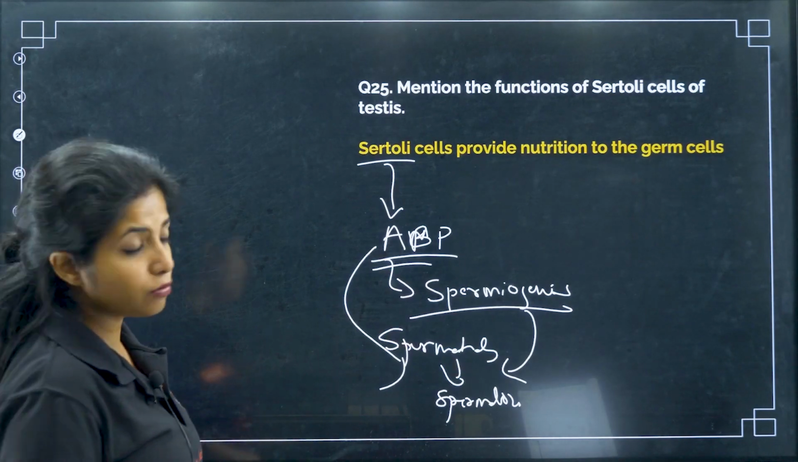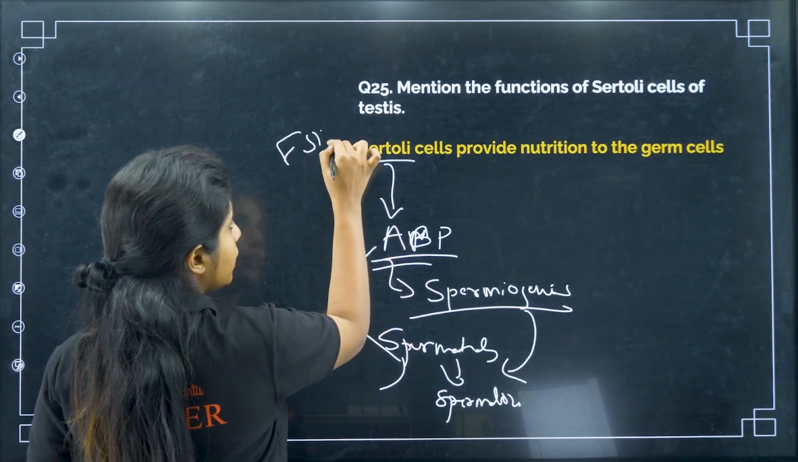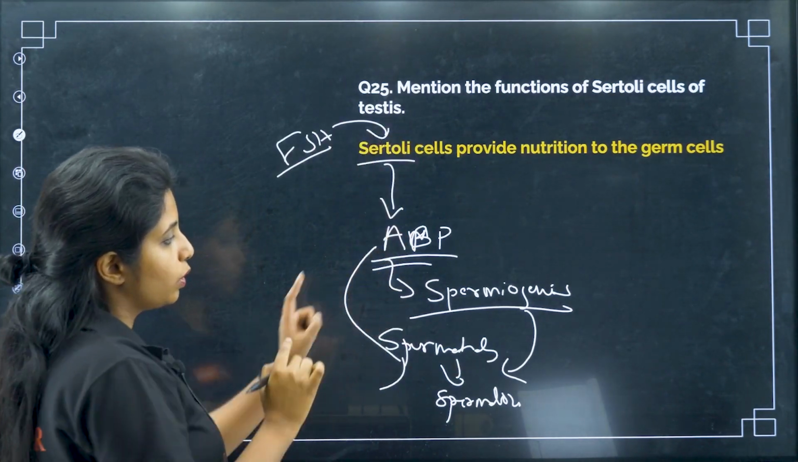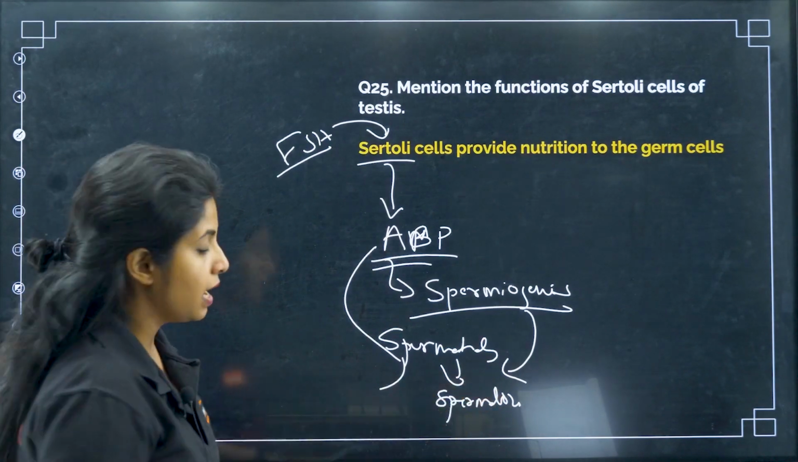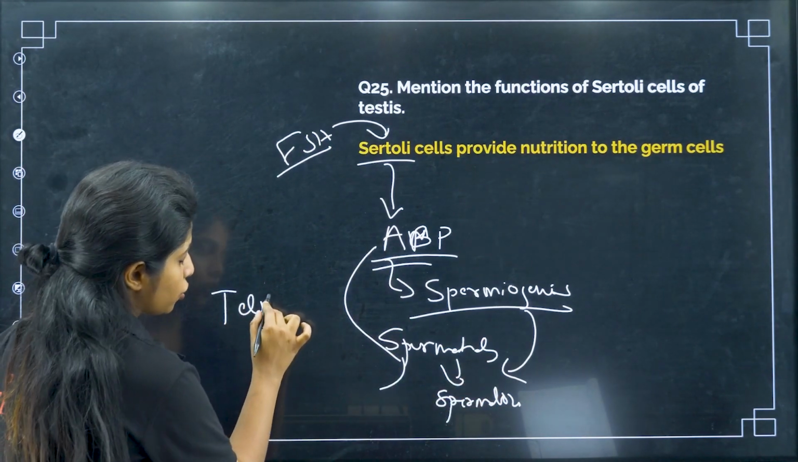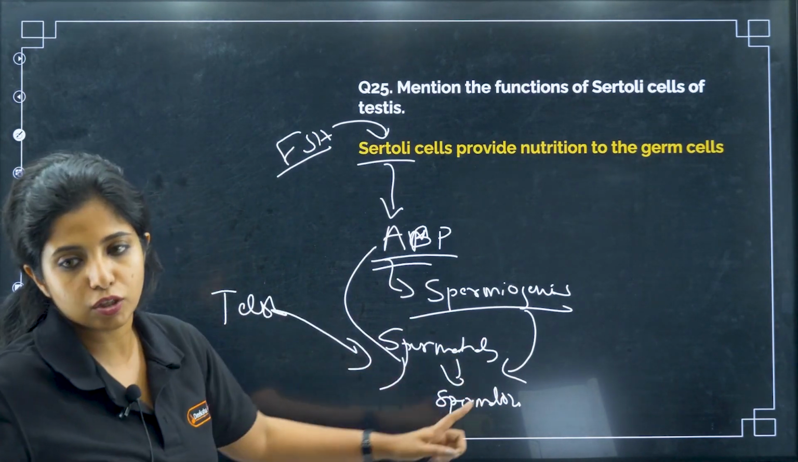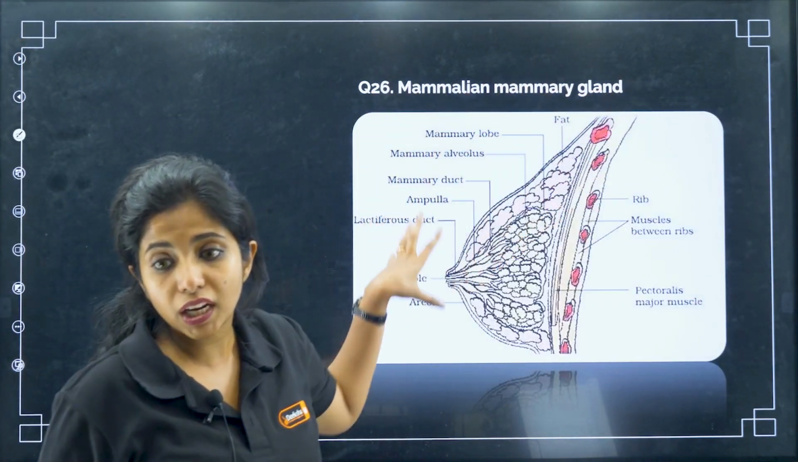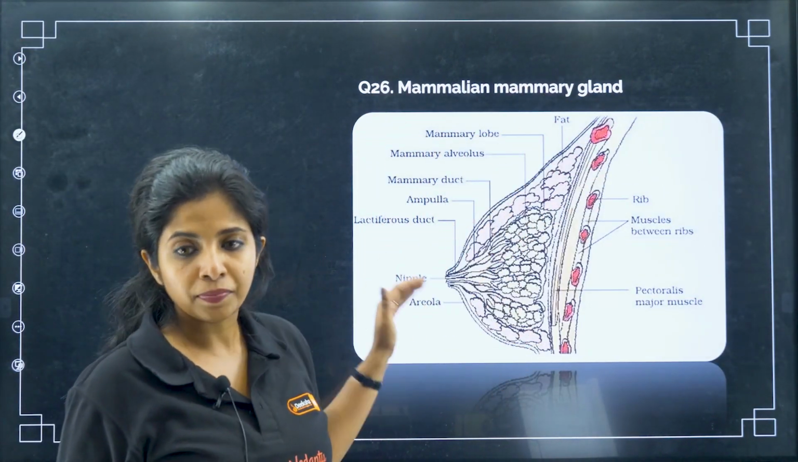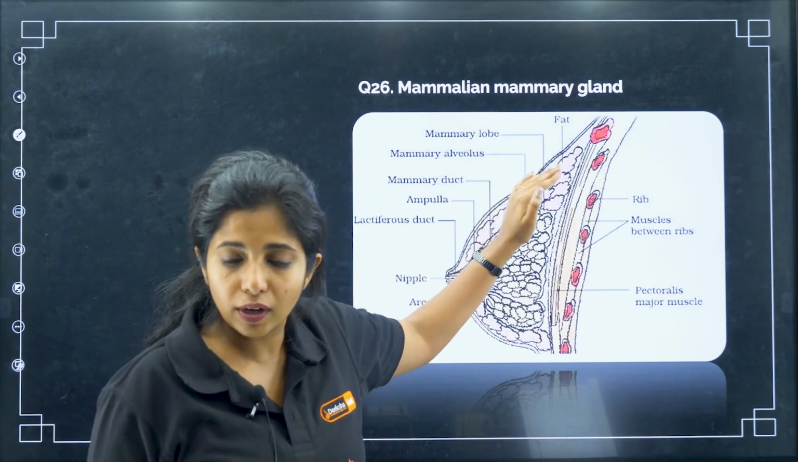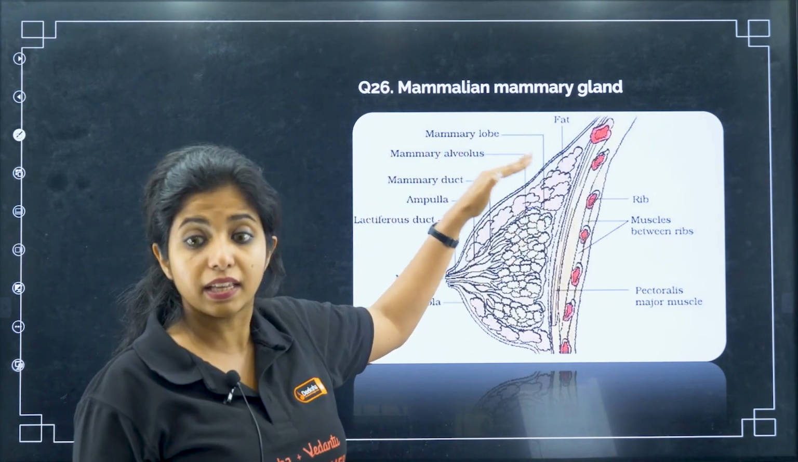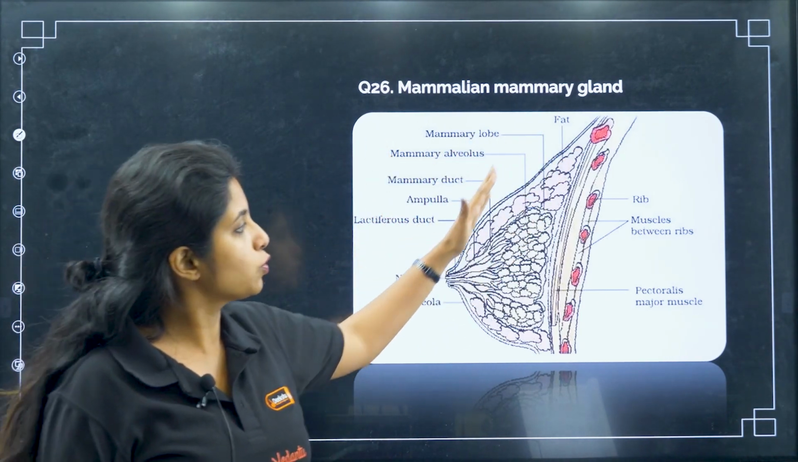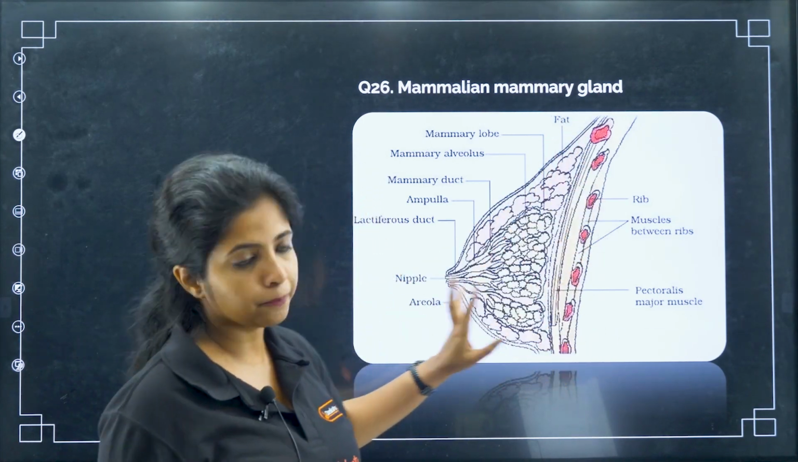Okay, so this is being produced. Basically, FSH, follicle stimulating hormone, acts on Sertoli cells to produce this, and it goes and helps in this. It basically makes the testosterone stay up over here so that it can aid in this particular process. Going ahead with the next thing, the mammalian mammary gland, very important. Please know the flow. Mammary lobe first, then alveoli, then tubules, then ducts, then ampulla, then lactiferous ducts. You have so much fat, you have ribs and everything at the back. Okay.